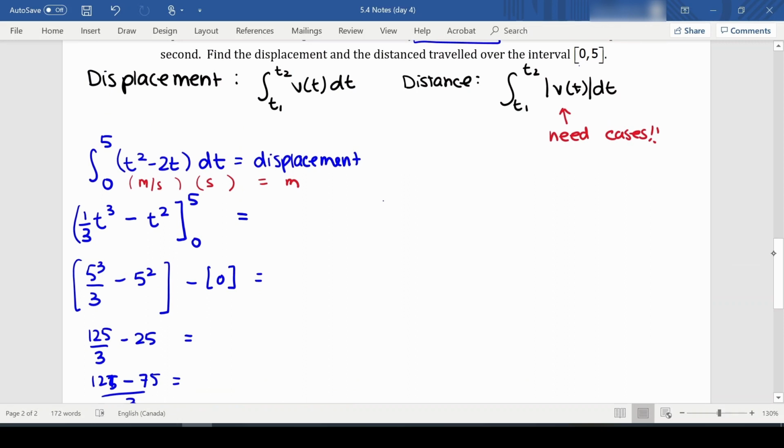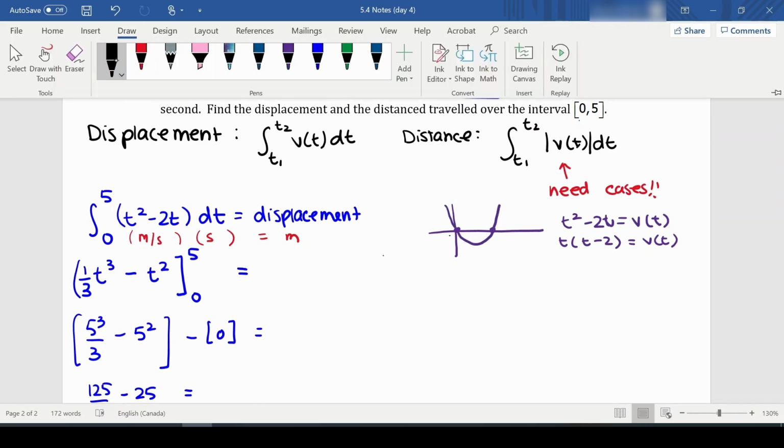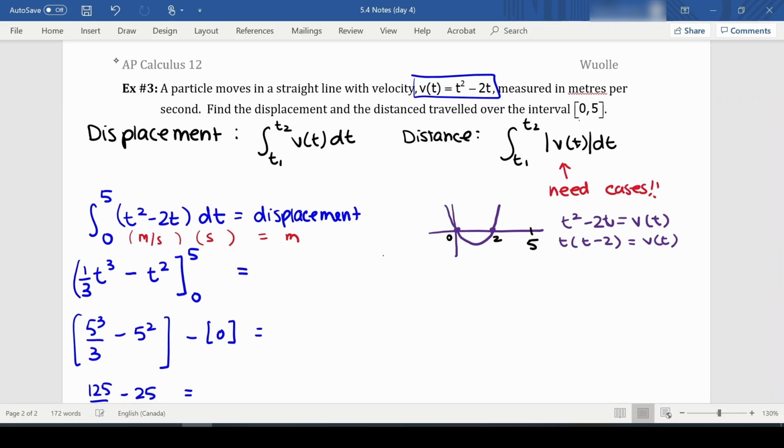For our distance, let's think about what this looks like. Our velocity is t squared minus 2t. If I factor this, I get t times t minus 2. So I've got a 0 at 0 and at 2, and this thing looks something like this. Actually, let's make this a little more clear. This is 0, this is 2, and 5 would be way over here somewhere.